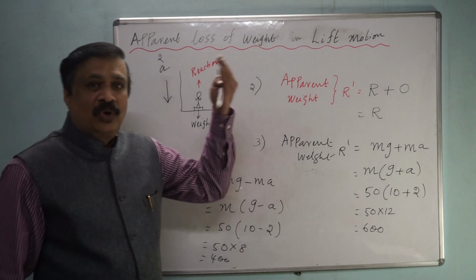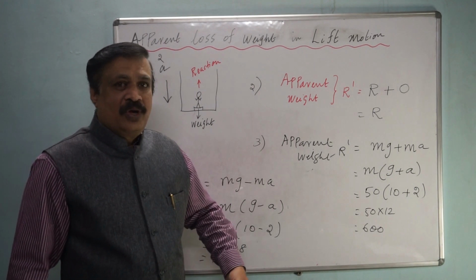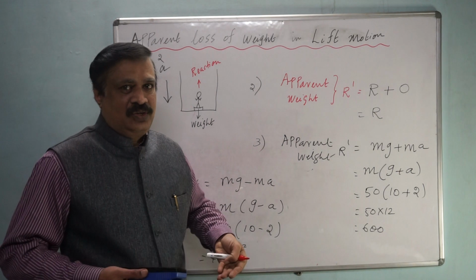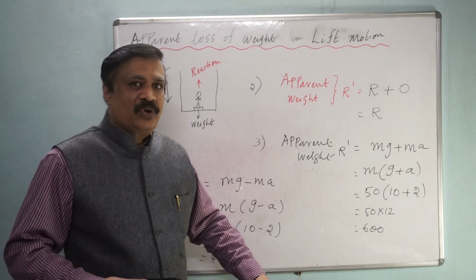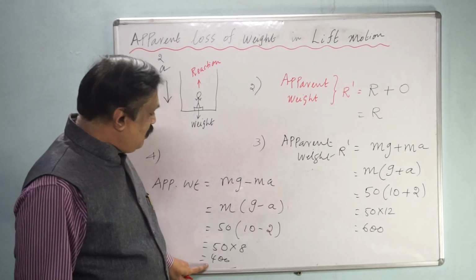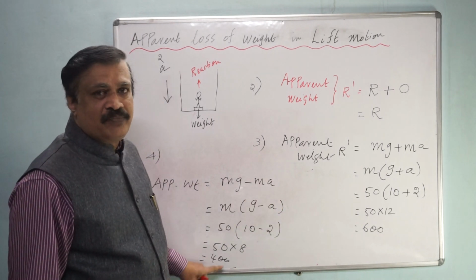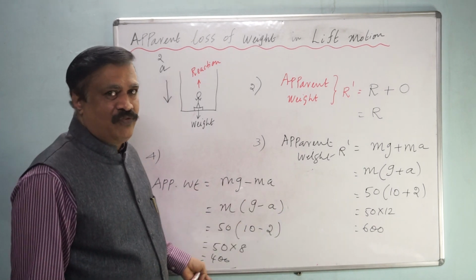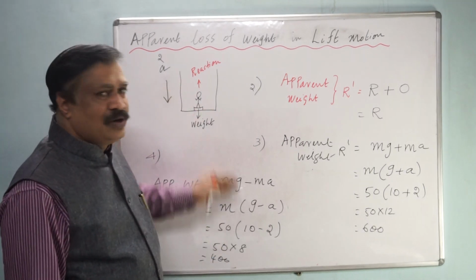Just like in a roller coaster, when the roller coaster is coming down, you can feel weightlessness. Or in a giant wheel, when you are coming down, you can feel weightlessness, loss. That means here the actual weight is 500. Now it is 400 only. There seems to be a loss of weight. This is the apparent loss while the lift is moving down.